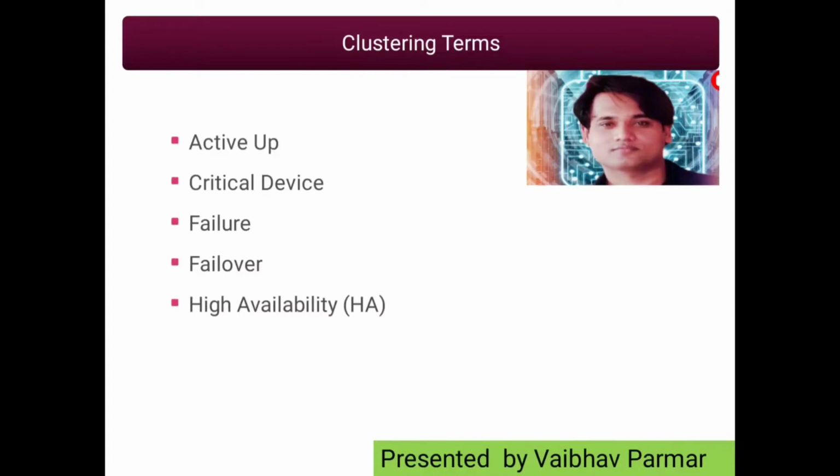Next, failure: a hardware or a software problem that causes a machine to be unable to filter packets. A failure of an active machine leads to a failover. Failover: a machine taking over packet filtering in place of another machine in the cluster that suffered a failure, that we call failover.